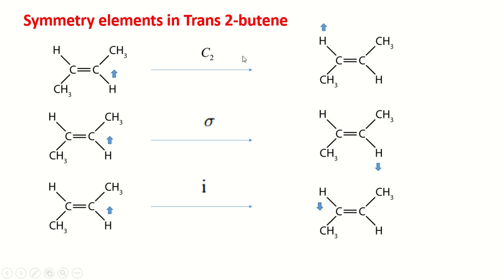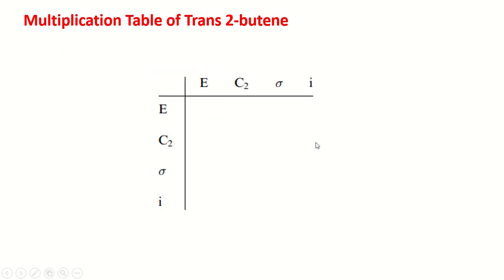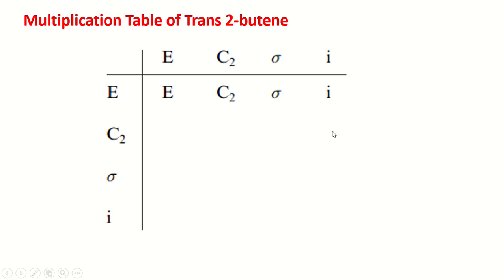After applying C2, we then need to apply inversion center to the C2 operation. What will happen? This arrow will appear over this hydrogen atom, but in the opposite, downward direction. The opposite downward direction would be the result of sigma h, so we had better write sigma h over there. Here we should write C2, identity, inversion center, and sigma.